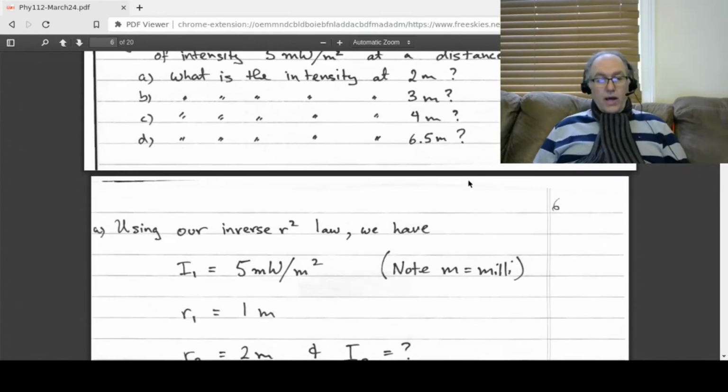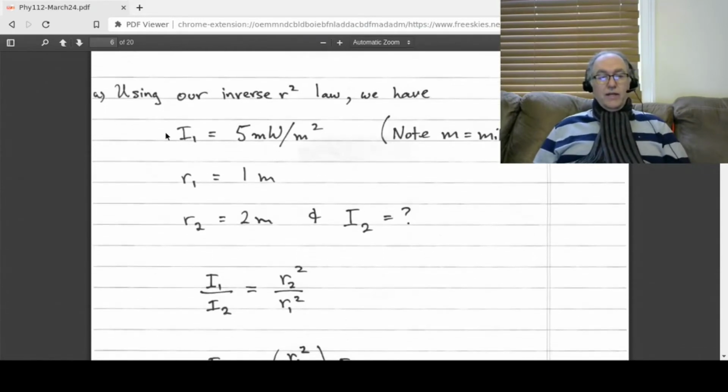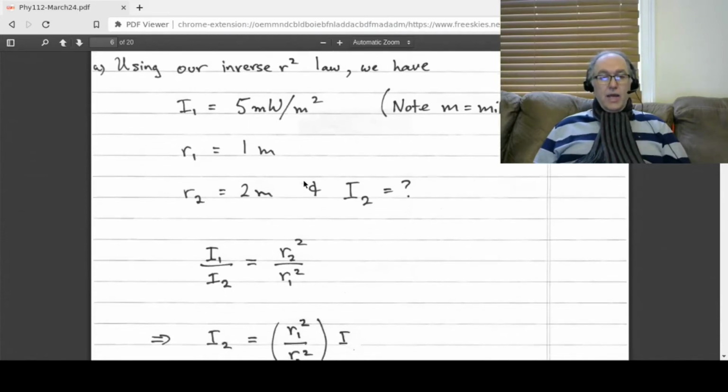Okay, so let's do that. If we use our inverse R squared law, we can identify I1 as 5 milliwatts per meter squared at a distance of R1, 1 meter. And we want to know what the intensity is, I2, at a distance of 2 meters. So R2 is 2 meters.